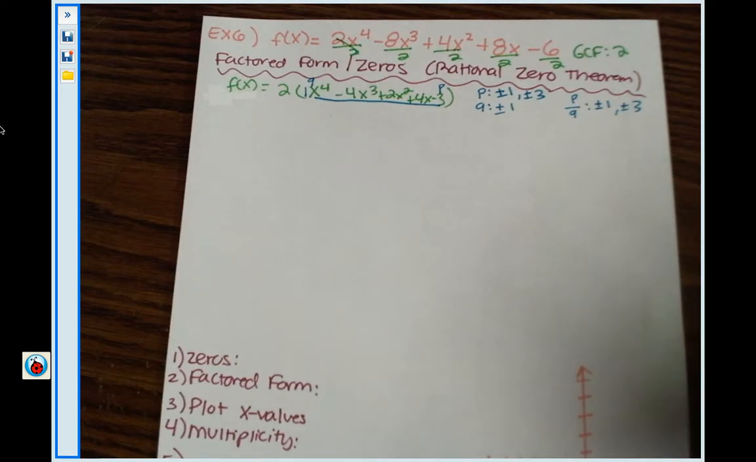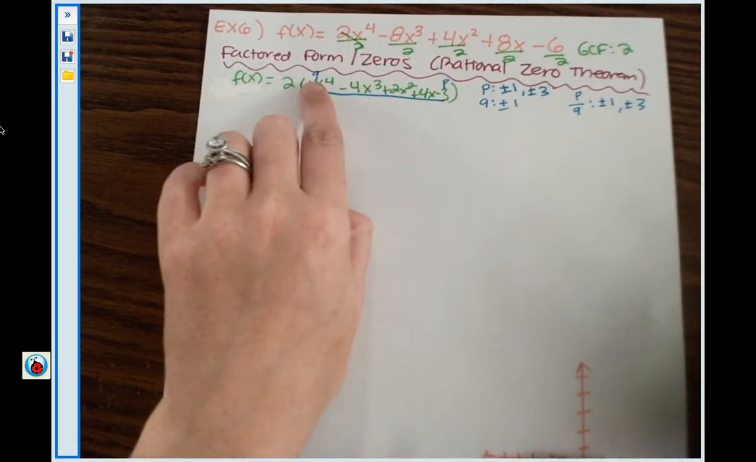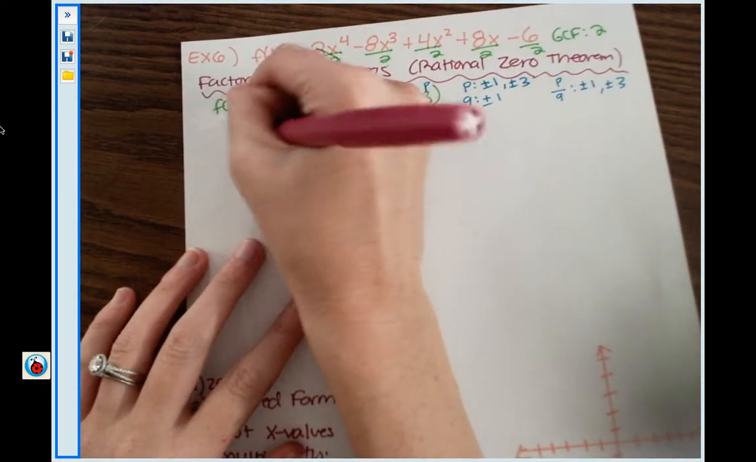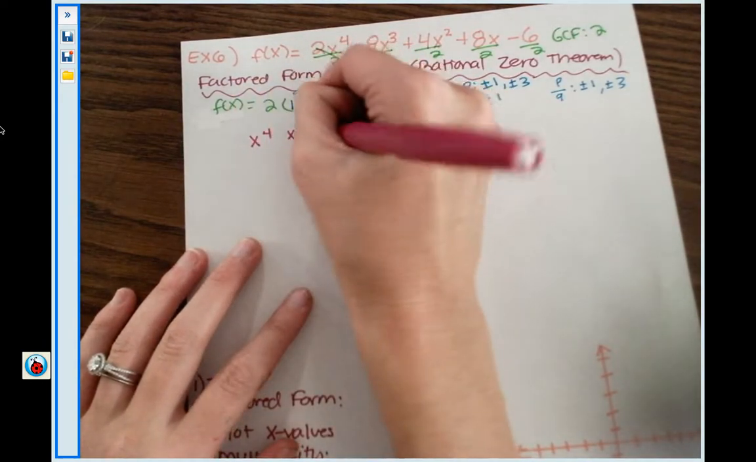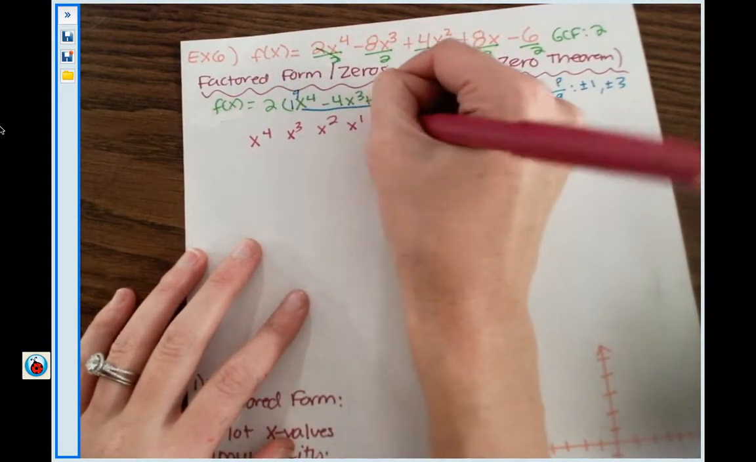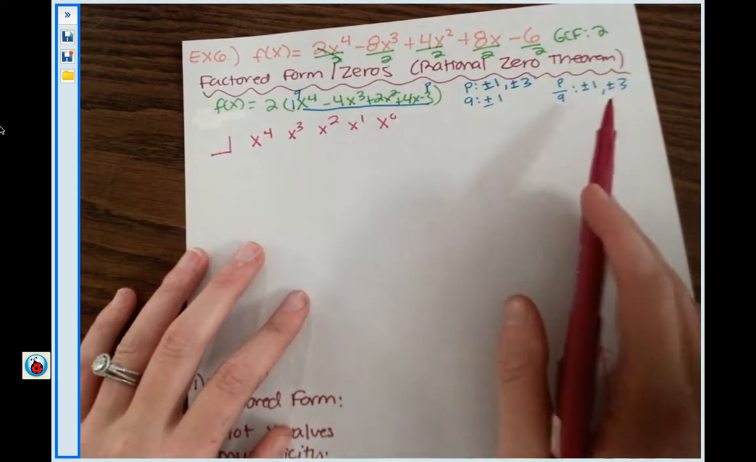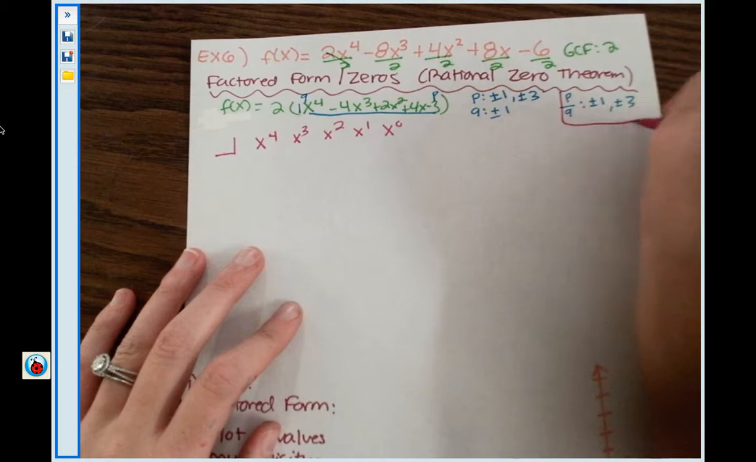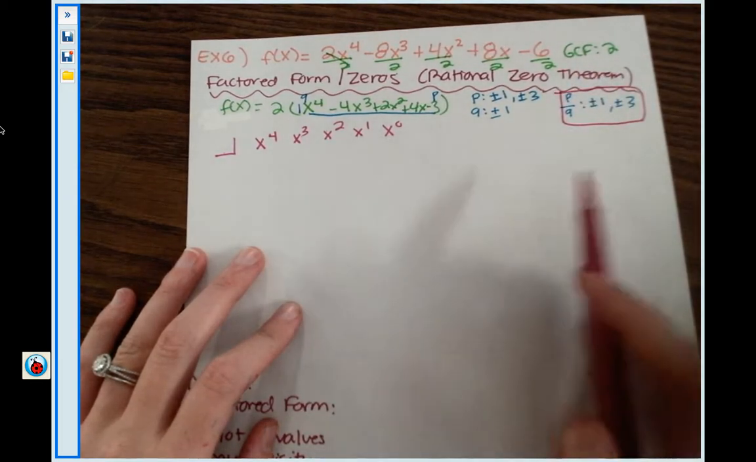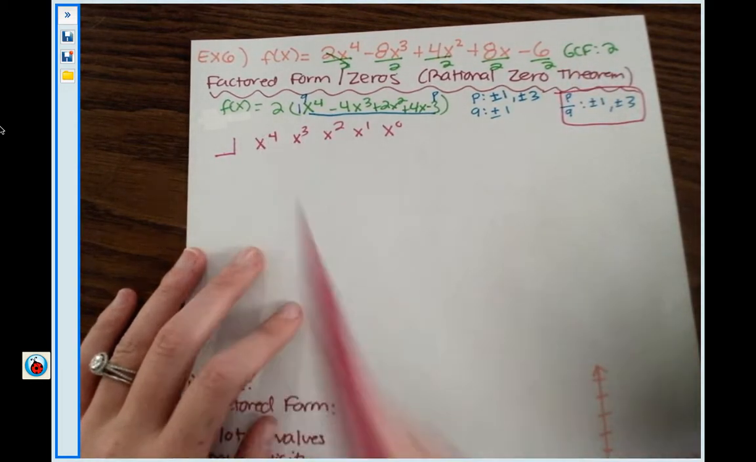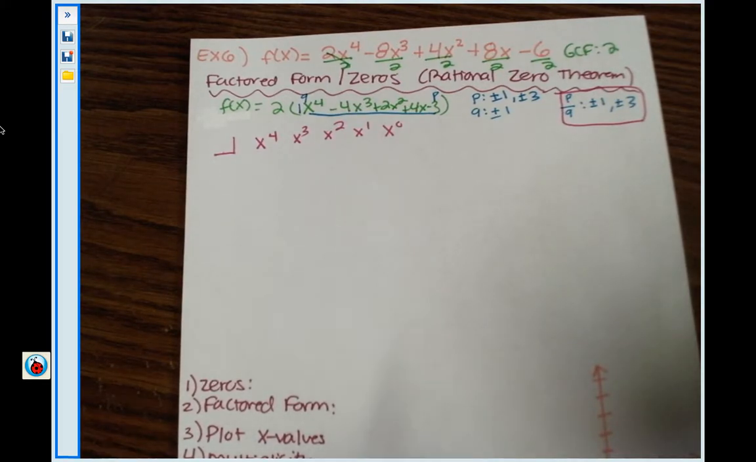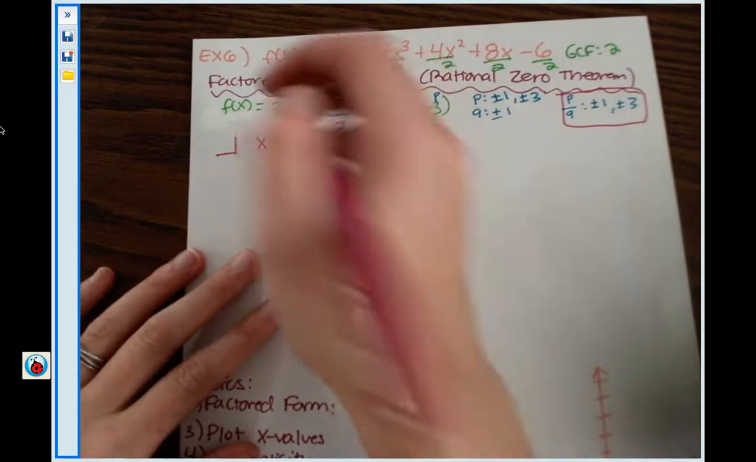All right, let's start some synthetic division. I'm super pumped up. My highest exponent is x to the 4th, so I'm going to start with x to the 4th, x to the 3rd, x squared, x to the 1st, and x to the 0. Then I need to decide, out of my zeros, what should I put in the box? What's going to give me a remainder of 0? I agree, I think 1 is a great choice.